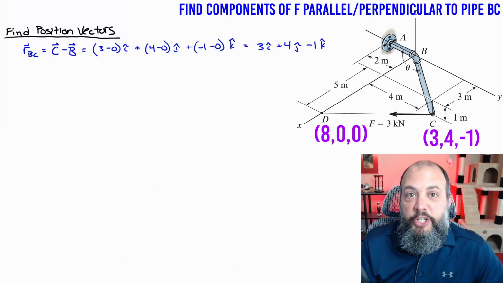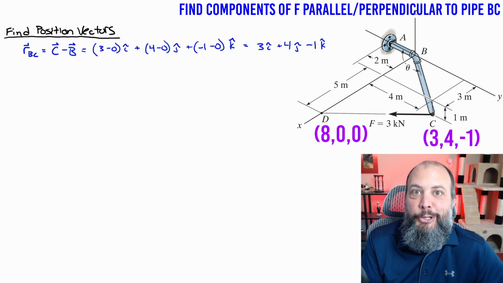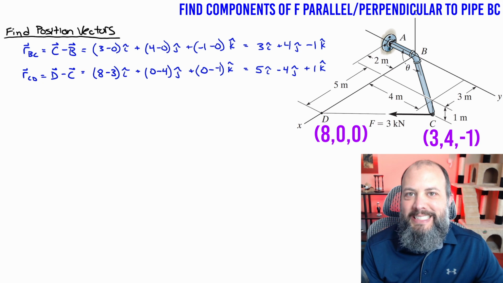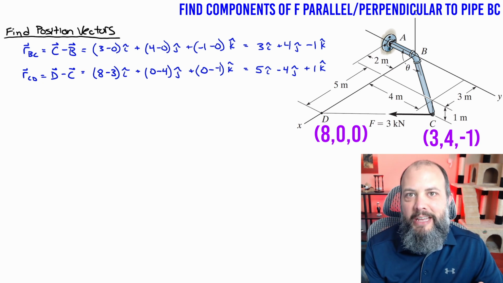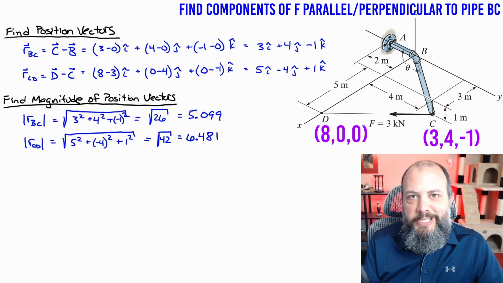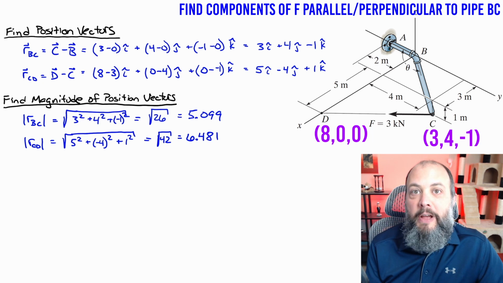So since B is the origin, the position vector from B to C is actually just the location of C. You then find the position vector from C to D by taking D's position, the end of the vector, minus C's position, the beginning of the vector. The magnitude of each of these position vectors, which is the length or the distance as to how far apart each of these points are, can be found by doing a big square root where you square each of the XYZ components, right? This is just like a three-dimensional Pythagorean theorem.